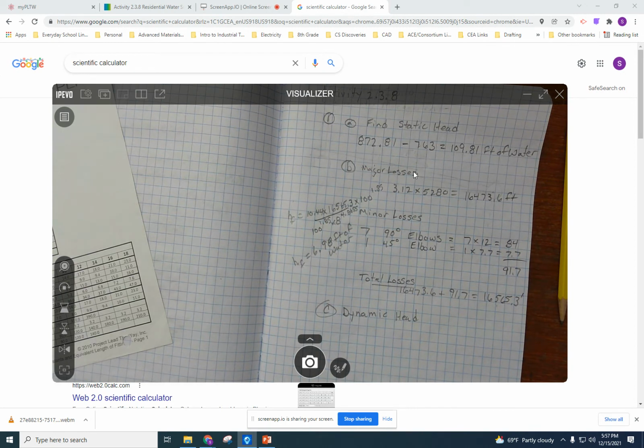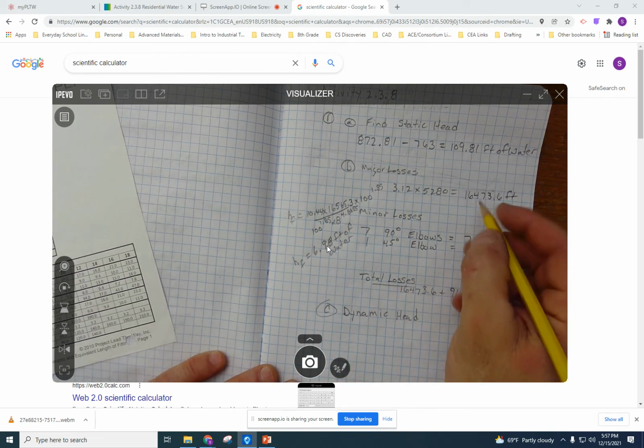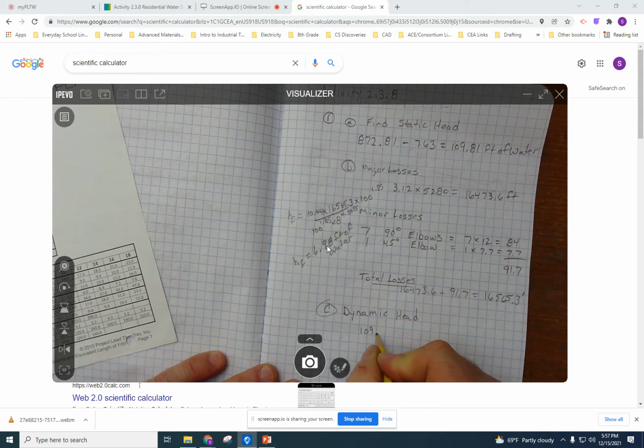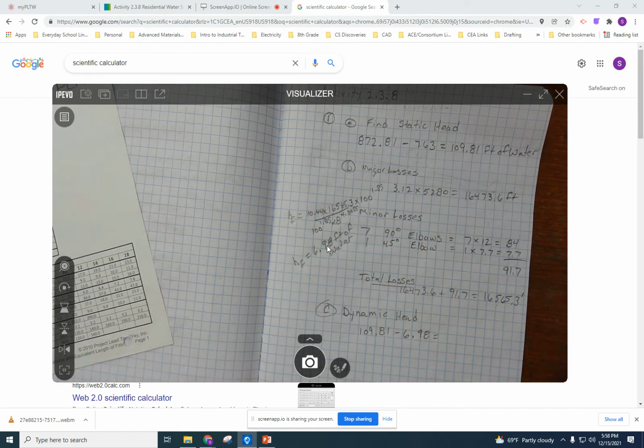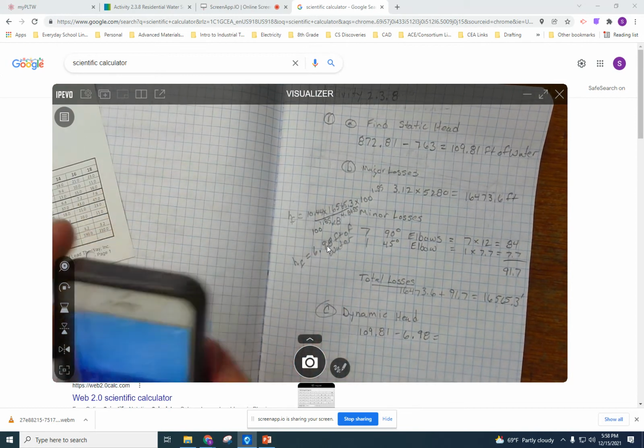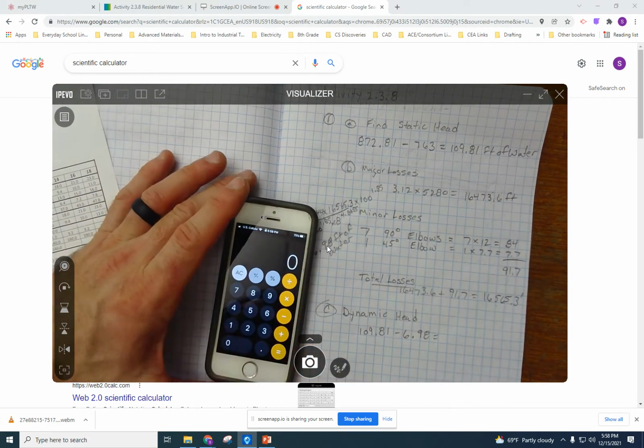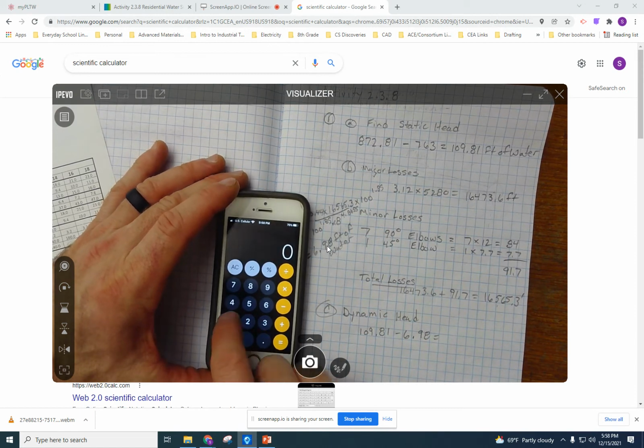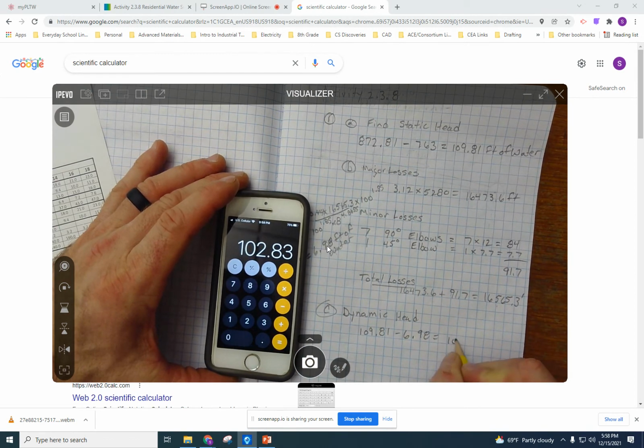So I figured out all this to get this number to plug into this formula, and I take numbers from the scenario they give me and I plug them all in here and I get 6.98 feet of water. I'm going to lose that due to friction. So down here on my dynamic head, I take what was my static head, 109.81, and I subtract out my 6.98, and I will get the pressure of water after I subtract out for friction. So 109.81 minus 6.98, and I come up with 102.83.